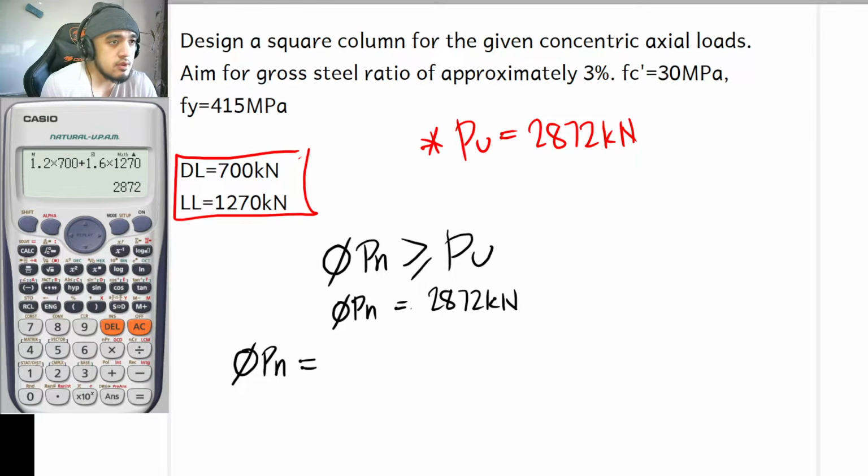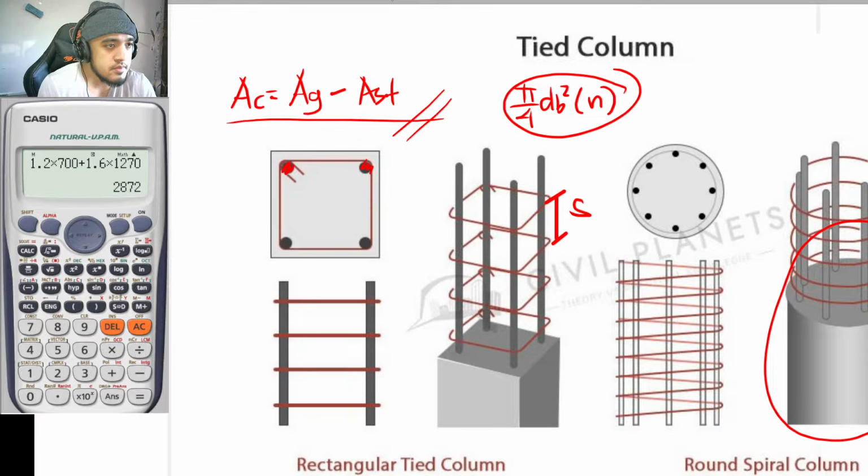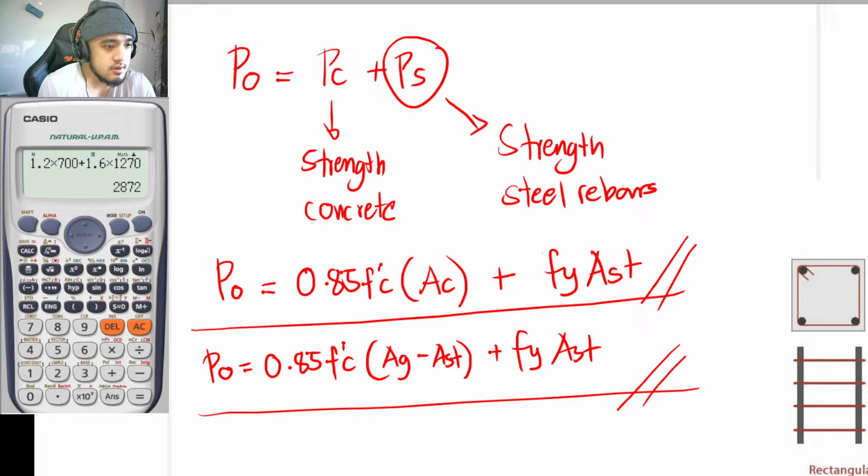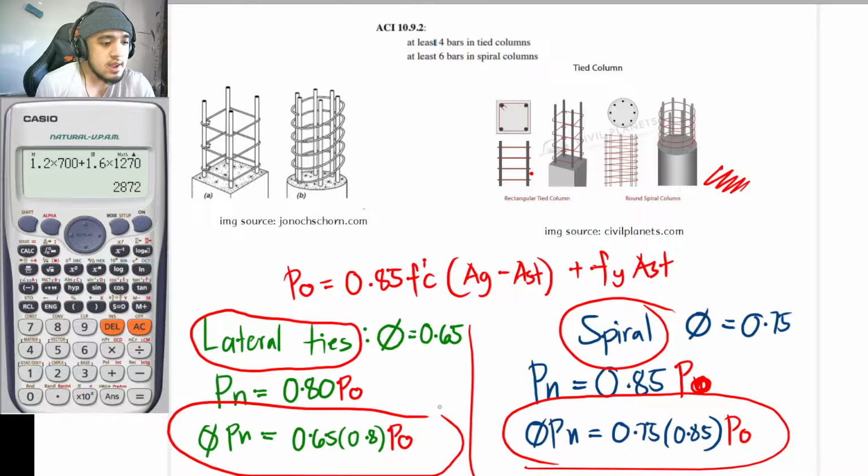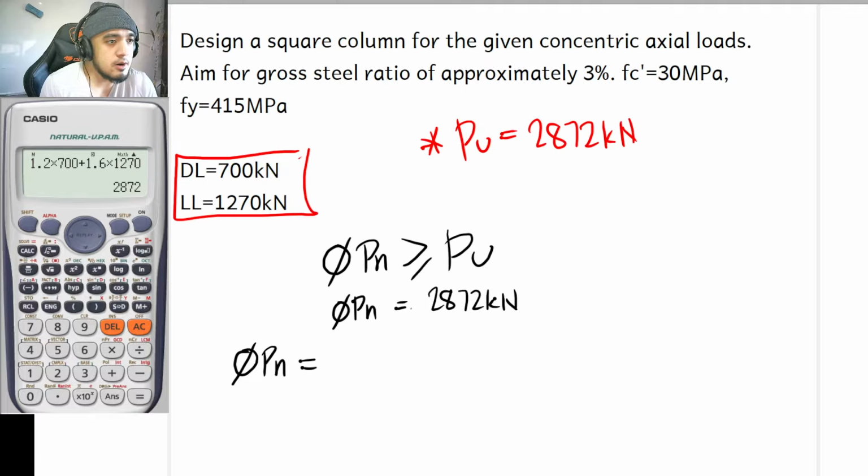For the value for our phi Pn, from the previous meeting, going to this slide, it may either be this one or this one. If it is laterally tied, we will be making use of this. And if it would be spiral, the value for your phi Pn would now be this one. Since we are to deal with a square column, this by default is to be a laterally tied column.